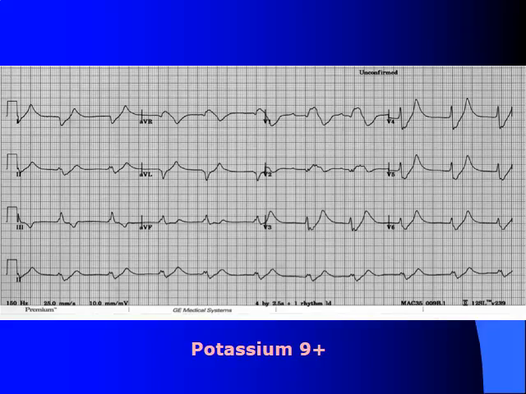Here we have a potassium of 9 plus. This is what we call sine waves. Look at how wide and slow this conduction is occurring. This patient is extremely critical as well and requires immediate therapy.